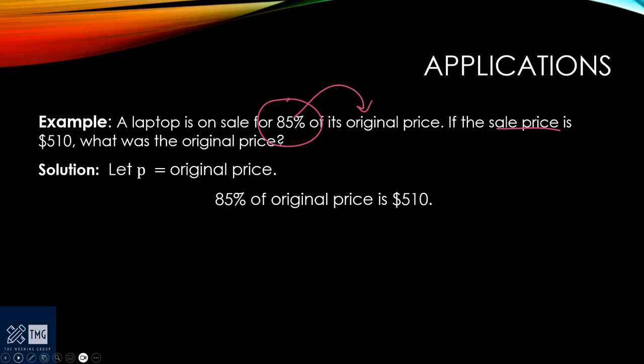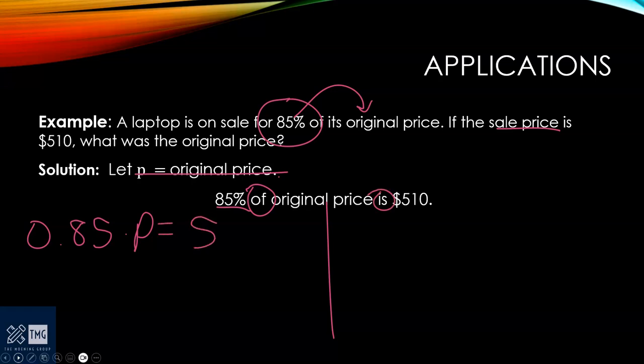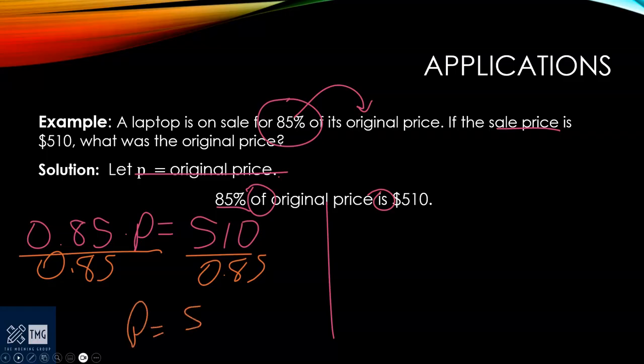So we can do this two ways, right? First is an equation. If we look at it, we see percent. We have to write the percent as a decimal. Of means to multiply. Then we're multiplying by the original price, and the original price is P. Is means equals, and 510. If we do that, we then divide by 0.85, and we end up with an original price of $600.